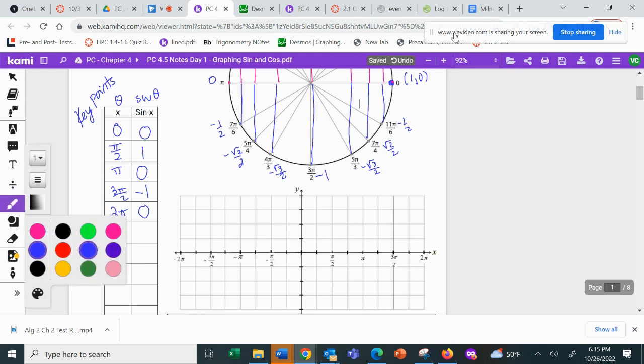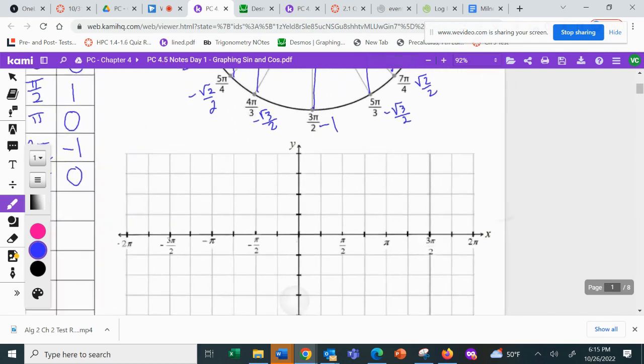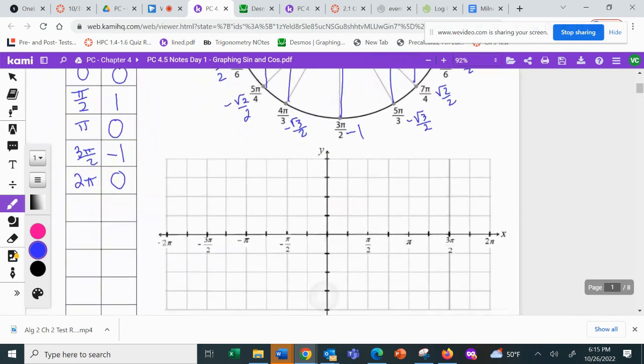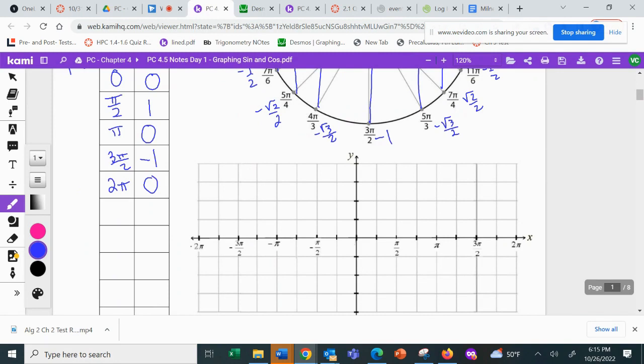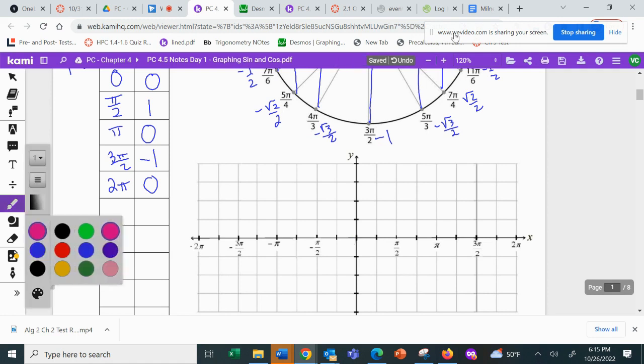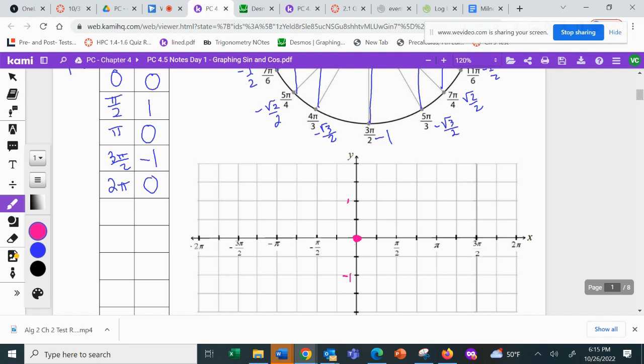So the next thing we're going to do is put those points on the graph. I've got to zoom to do a better job, try to keep them on there. So 0, 0. Oops, I wanted to change color. There we go. So 0, 0. Now the next one is pi over 2, 1, and my y values are not labeled, so I'm just going to call this one 1 and this one -1.